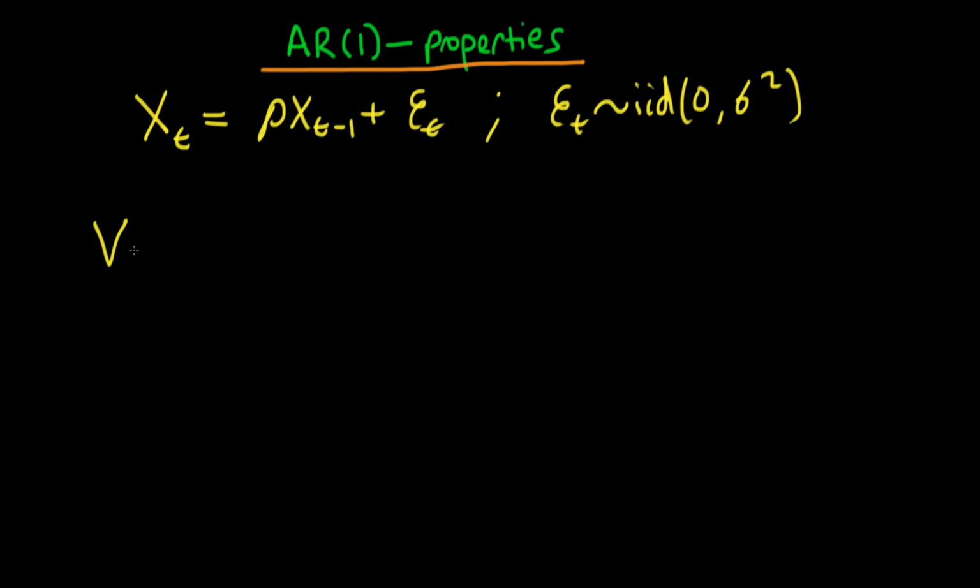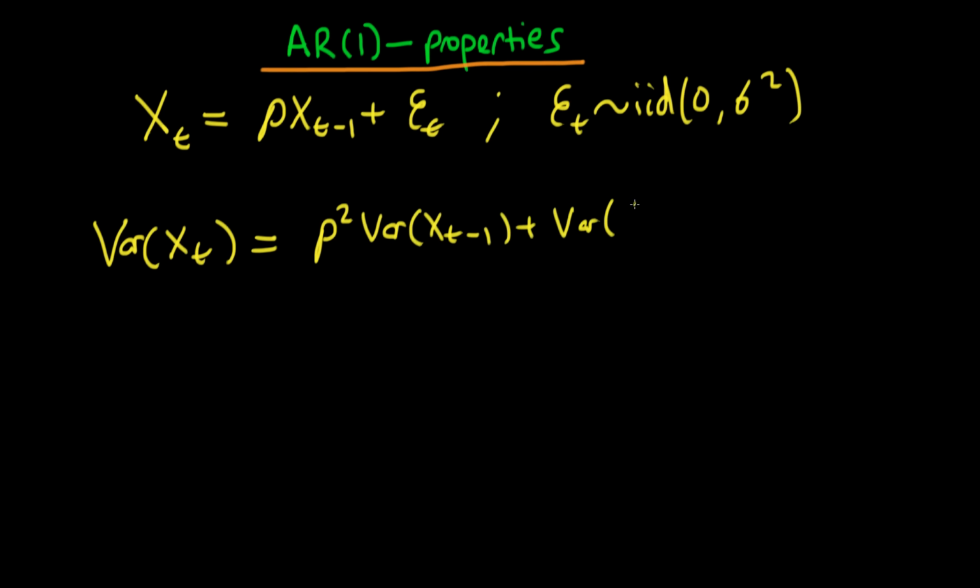So let's first of all take the variance of both sides. So we have that the variance of x_t has got to be equal to rho squared times the variance of x_{t-1} plus the variance of e_t. And the reason that we've got a rho squared here rather than just a rho is because the variance of some constant a times a random variable x is equal to a squared times the variance of x. That's a property of the variance operator.